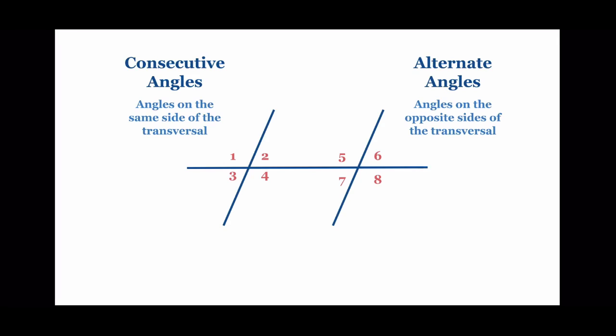Then we have alternate angles, which are angles on the opposite side of the transversal. So for example, this can be like 2 and 7. So they're both interior, but they're alternate.